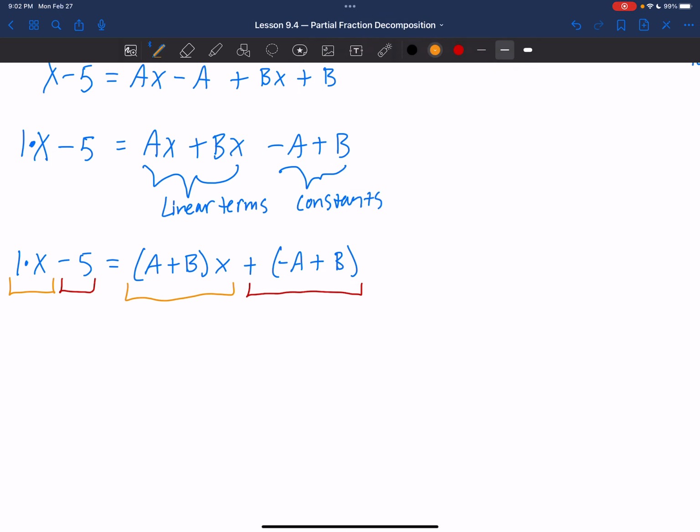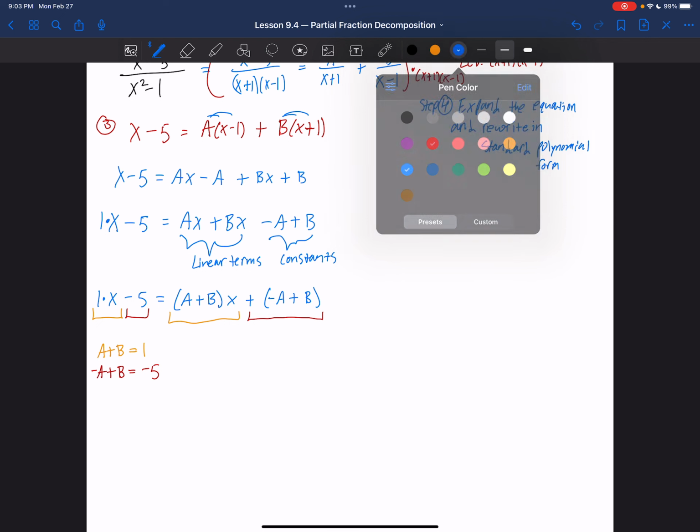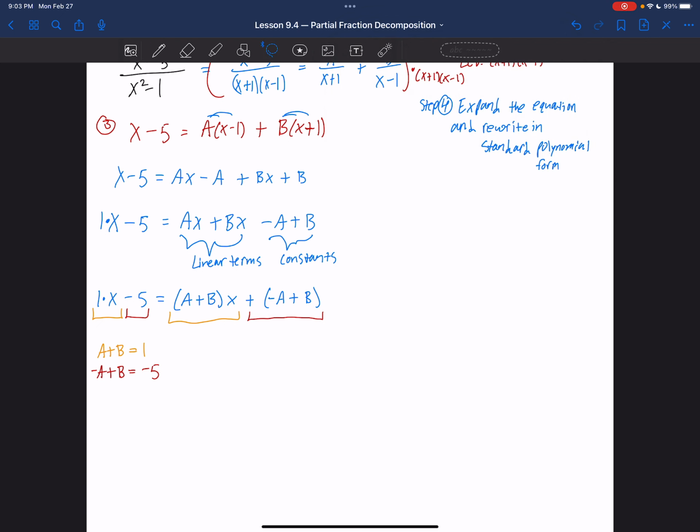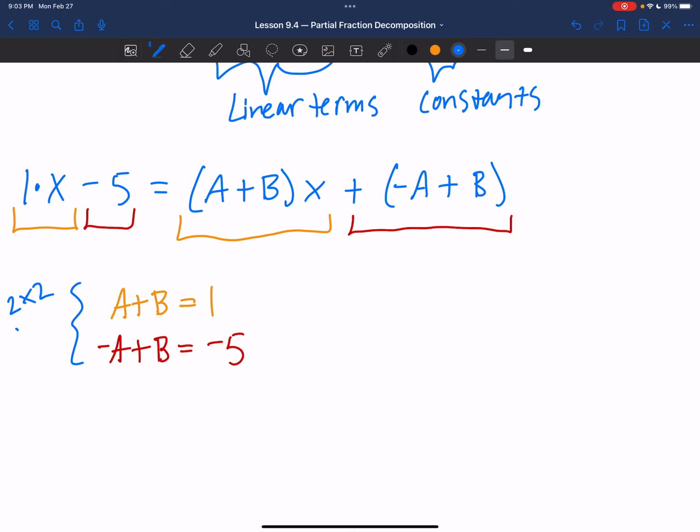So you see we have two equations here, we can create a system. The coefficients on x must be equal. Therefore, a plus b equals 1. And the constants should be equal. So negative a plus b equals negative 5. Yeah? And so that is a system of equations. Let's move that to the side right here. That's our 2x2 system of equations.